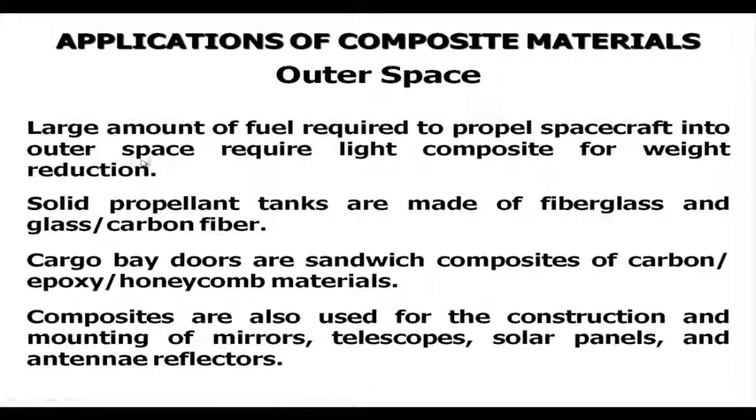In that case, carbon fiber, which can stand a temperature of more than 2400 degrees Celsius, and has high strength performance and a high aspect ratio, or even carbon nanotubes today. These carbon nanotubes or even graphenes can also be used as reinforcement for such high performance composites for outer space applications, which can not only reduce the consumption of fuel by reducing the weight, but also increase the thermal stability, etcetera. Solid propellant tanks are also made of fiberglass and glass carbon fiber.